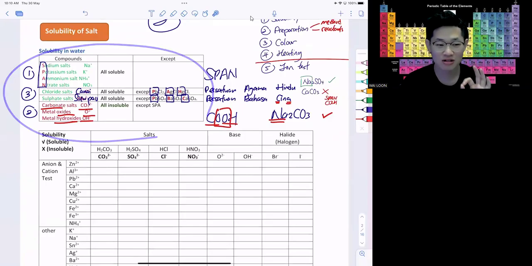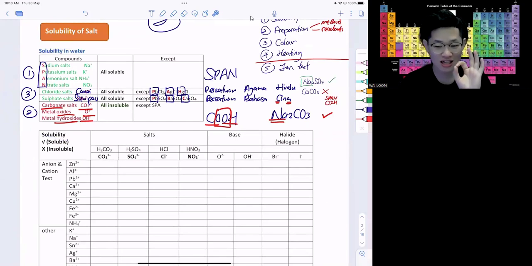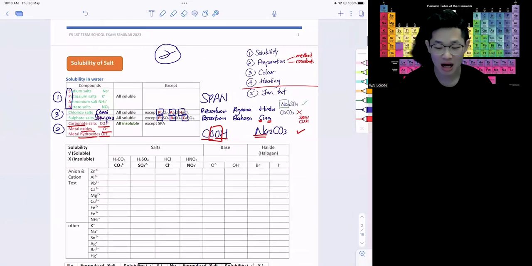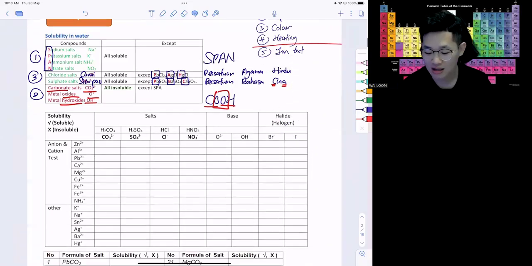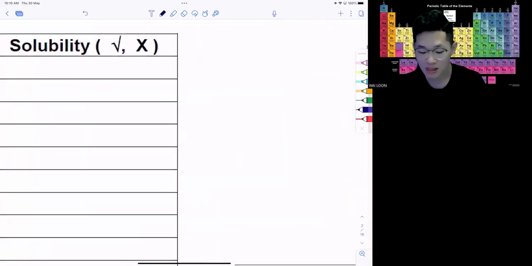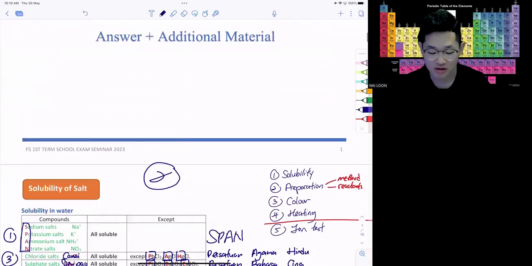Are you okay with the solubility of salt? Okay, all right. Then next, I'm gonna ask you some questions. So you have to tell me whether the salt is soluble or not. Is there any empty space? Okay.